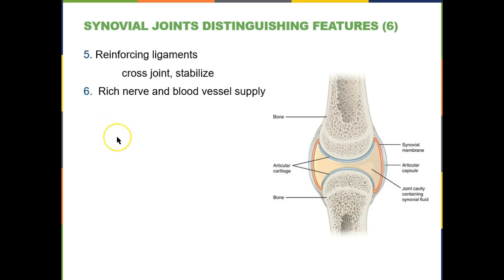Then also all of your synovial joints have reinforcing ligaments and a rich nerve and blood vessel supply. That is not shown here, but you just want to imagine that there's a ligament that goes from here down to here and maybe one on the other side. This right here does not look like a very stable joint. These 2 round structures would just want to slide right past each other. Usually your joints have a little bit more of a stable arrangement than this. And then the rich nerve and blood supply also is not there, but you just want to imagine lots of nerves and blood vessels.